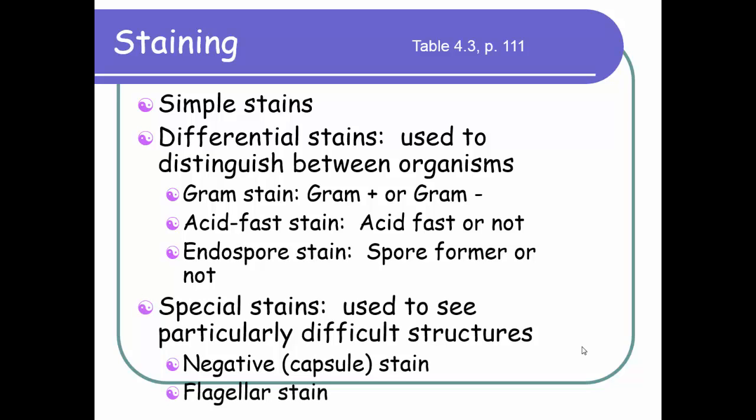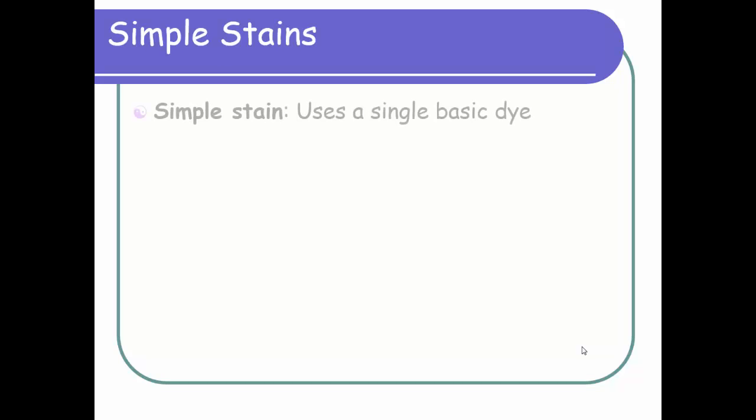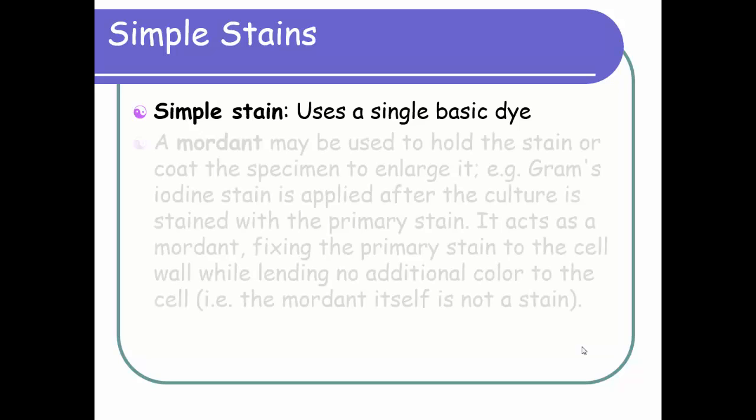Specialty stains can be used to see particularly difficult structures, such as the negative stain used for capsules, and the flagellar stain in order to see flagella on bacteria. Simple stain, usually a single basic dye. For example, methylene blue is a simple stain because there is simply a basic dye.